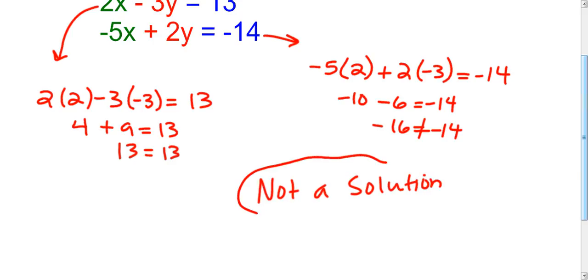As long as it doesn't work in one, it's automatically not a solution. And this one didn't work in the second one. Okay?